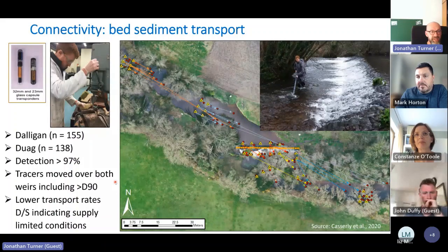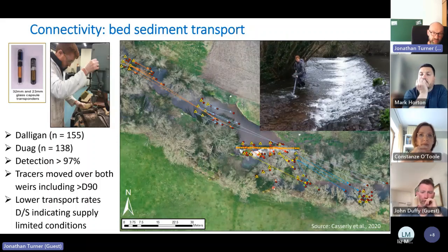But when we compared the transport distances and the transport rates upstream, downstream, and in our control reaches, we found that we had lower transport rates downstream. And we also had consistently coarser material downstream. So this indicates that there is some impact on the supply of the sediment over these structures.